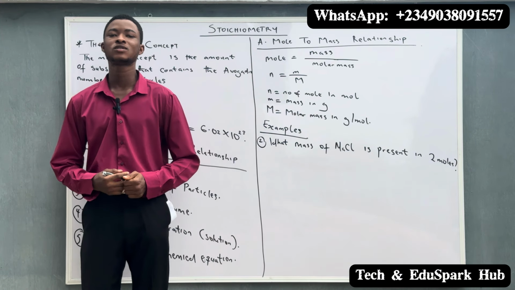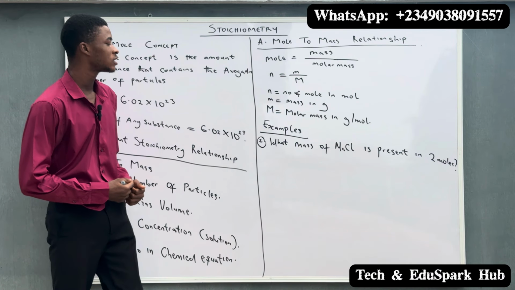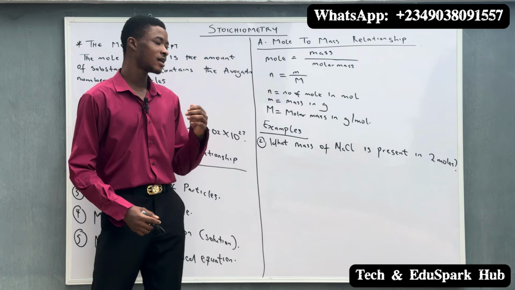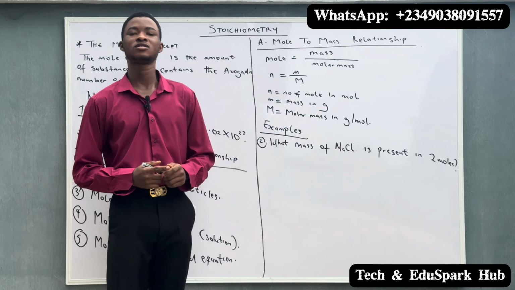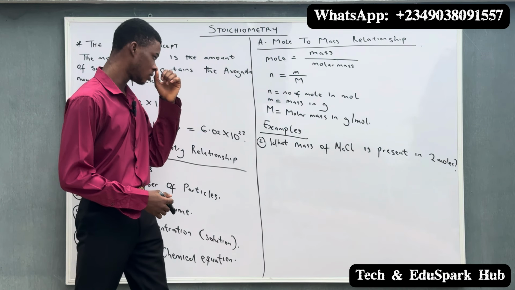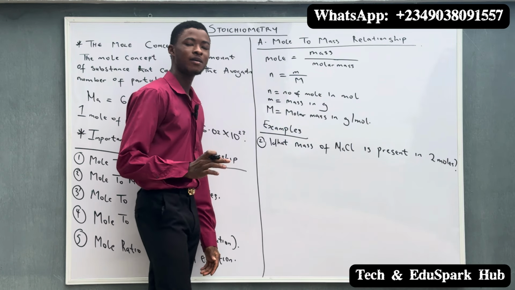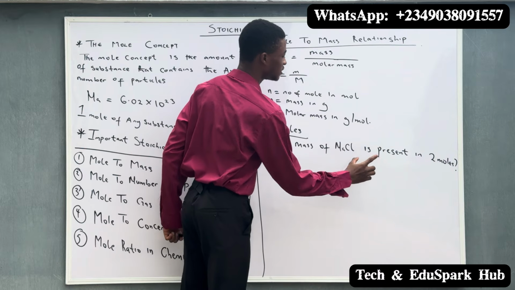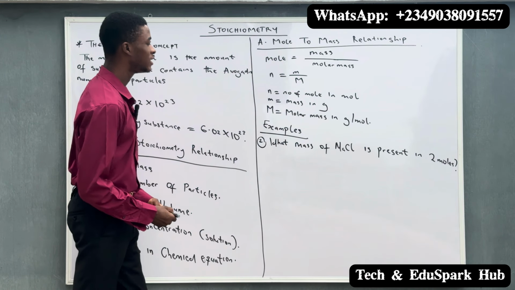Moving to the next question, the question says, what mass of NaCl is present in 2 moles? In this kind of question, one thing about chemistry is that you have to read the question very well. The question is asking what mass, so that means you have to calculate the mass. What mass of NaCl is present in 2 moles? So let's write the given parameters.